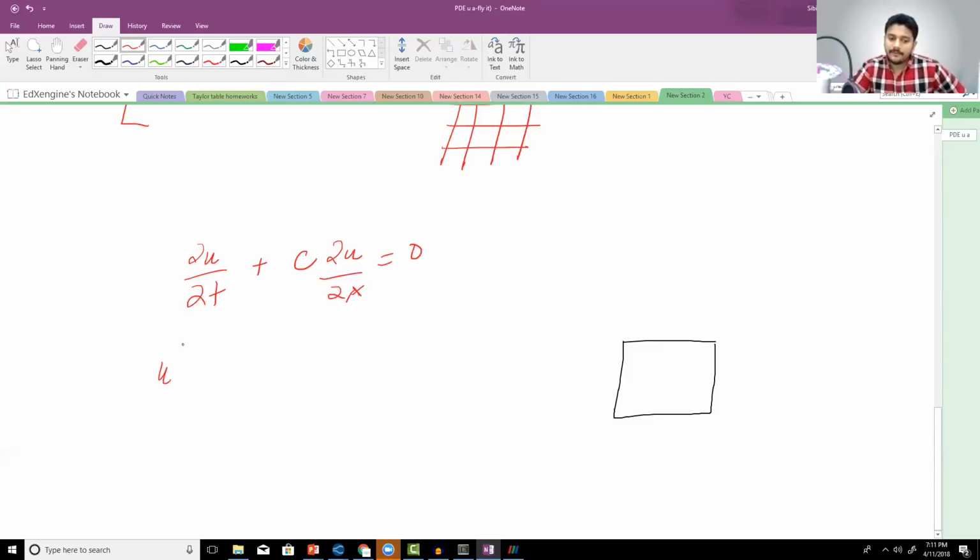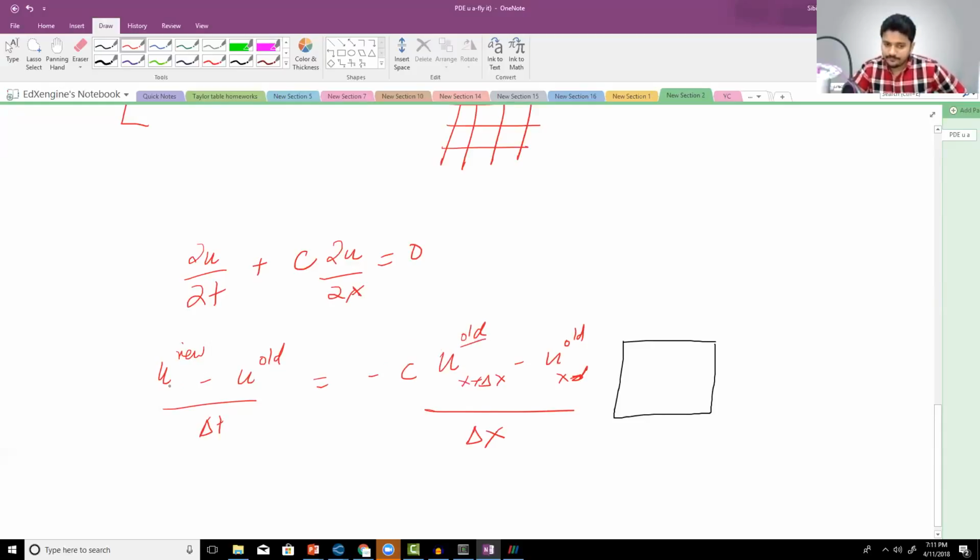So this is u new minus u old divided by delta t. I'm just using my slope formula, is equal to minus c times u old at x plus delta x minus u old at x, divided by delta x. So the superscript is the time index and the subscript is the space index.